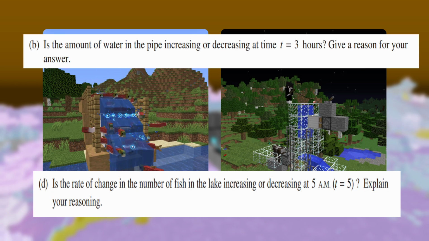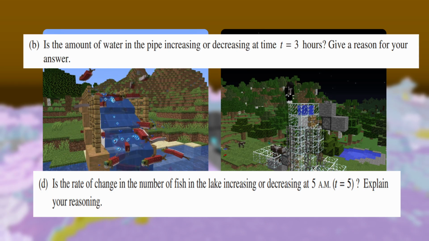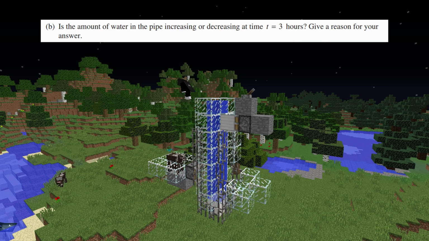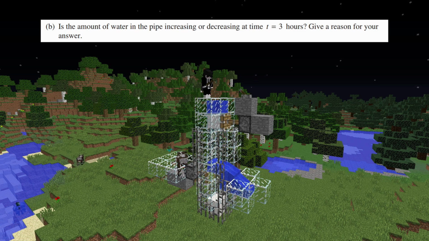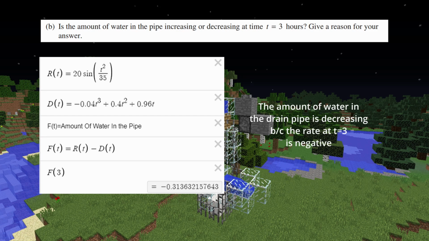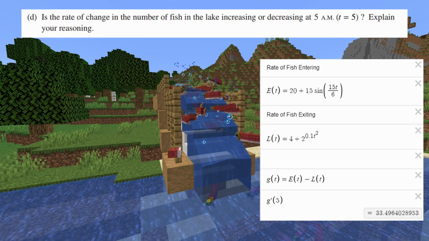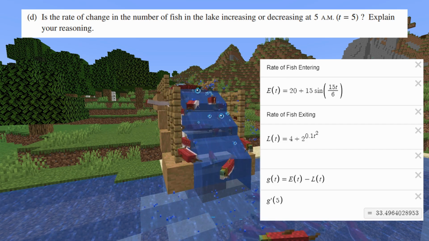The difference is that the scenario involving the water flowing down a drain pipe is asking about the rate of change of the quantity of water, whereas the scenario involving the fish is asking about the rate of the quantity of fish. This means that in the scenario of the water flowing down the drain pipe, we would just evaluate the rate of the amount of water at t equals 3, just like we did in the cow problem to determine whether the amount of water is increasing or decreasing. However, in the scenario of the fish entering and exiting the lake, we would have to take the derivative since now we are determining if the rate of fish is increasing or decreasing.